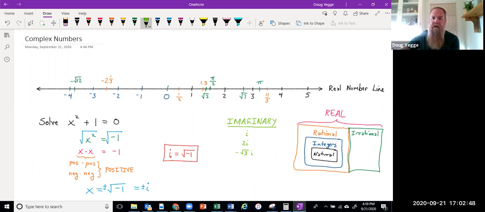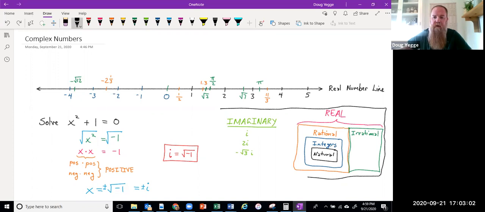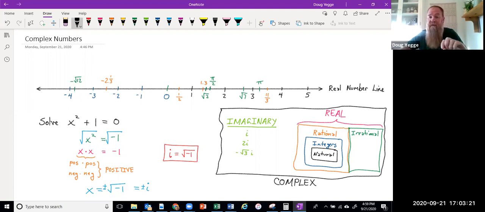But if I combine all of the real numbers plus all of the imaginary numbers, then I get the list of what we refer to as complex numbers. So it turns out that every number that's on this number line is a complex number, but we try to be more specific when we describe the type of number.